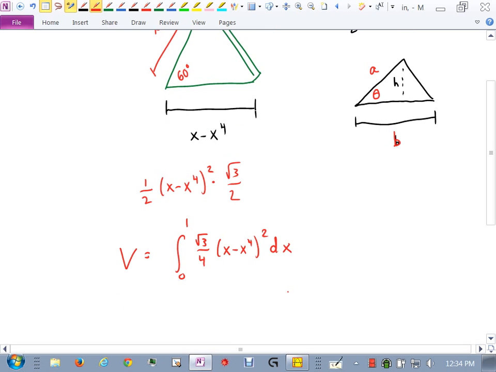That's about the most you ever see. Perpendicular cross sections are squares, equilateral triangles, half circles, and full circles. But the full circle wouldn't be much different than the half circle. We just wouldn't divide by 2.